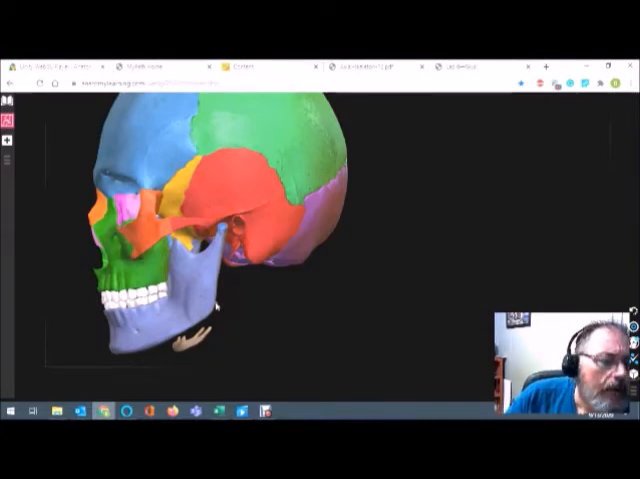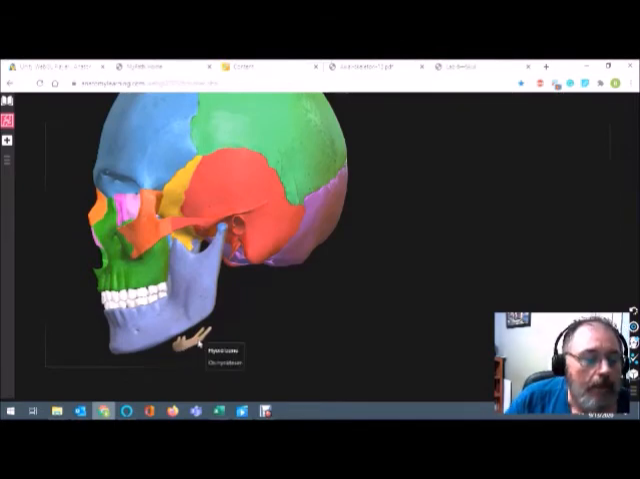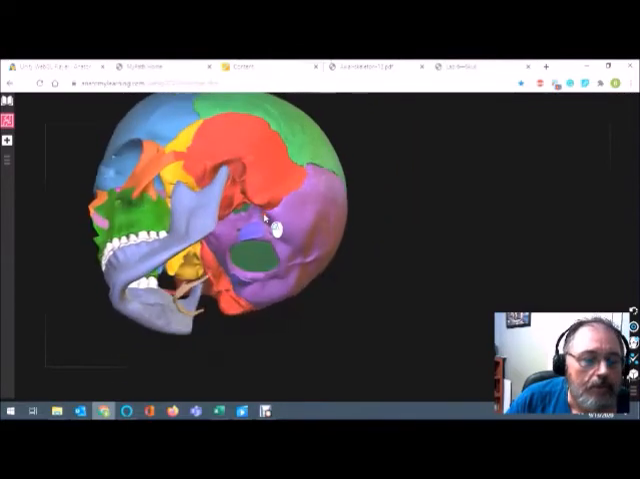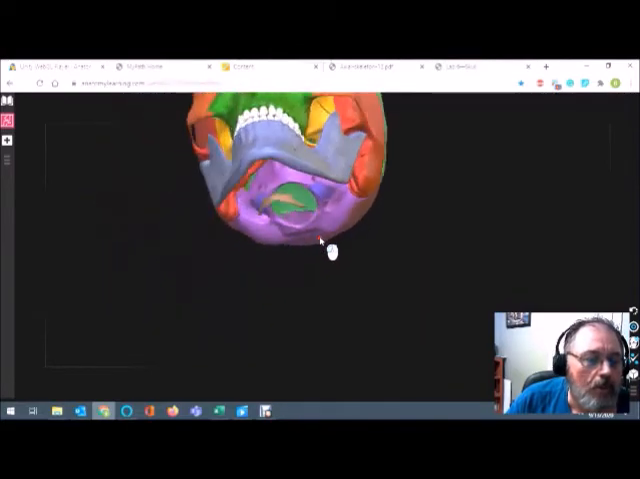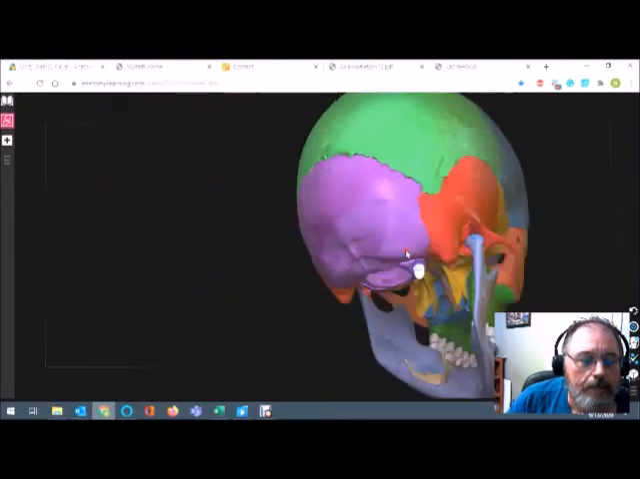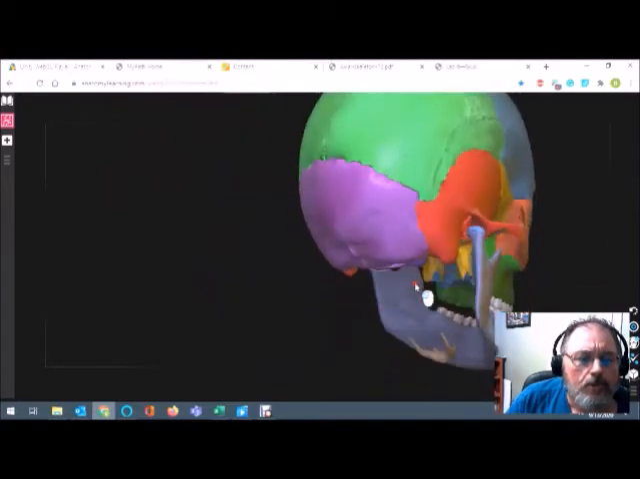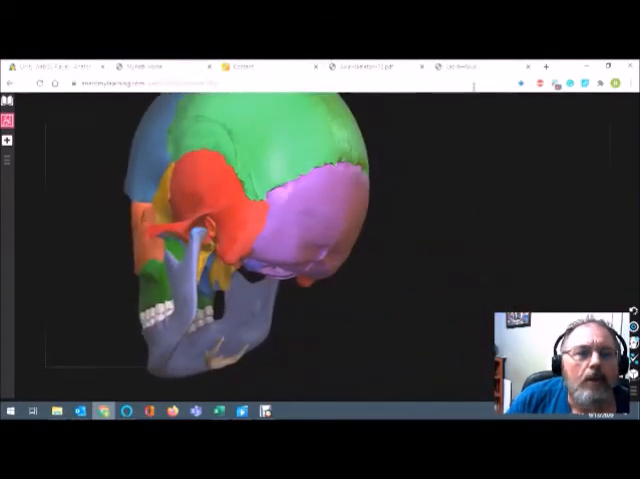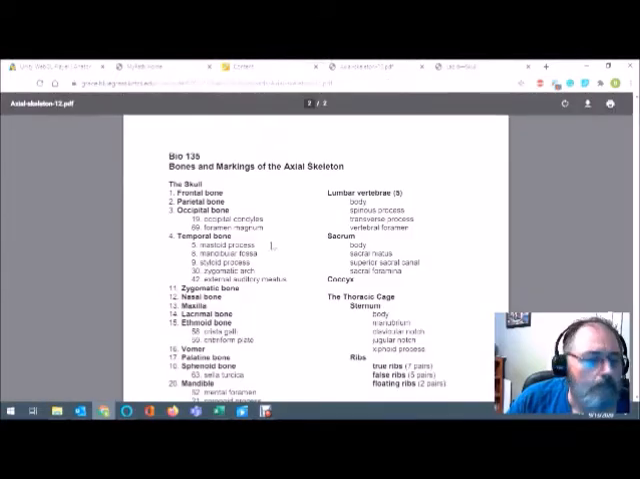So the hyoid bone is the only freely floating bone in the body. It's the only one that is not directly in contact with another bone. And it's because of that ligament that we are able to do some things like talk and swallow and things like that. Other structures on that bone, let's see, mastoid process, mandibular fossa, yes.